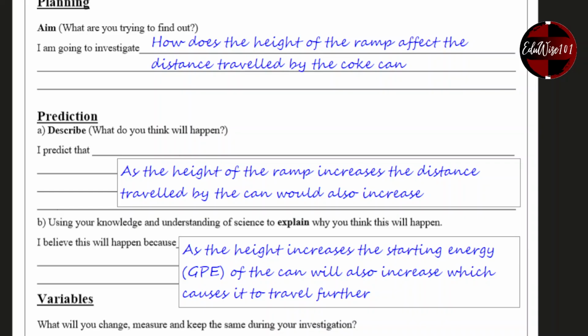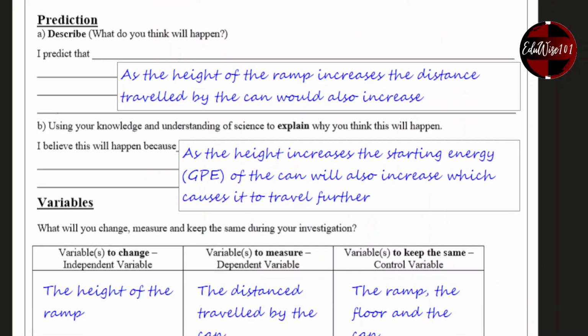Prediction, describe what you think will happen. Now my prediction, which doesn't really have to be too much different to what you did, is I predict that as the height of the ramp increases, the distance traveled by the can would also increase. Using your knowledge and understanding of science to explain why you think this will happen, I believe this will happen because as the height increases, the starting energy, now you would have learned about gravitational potential energy in year 7 or even in primary school, most of you, of the can will also increase, which causes it to travel further.